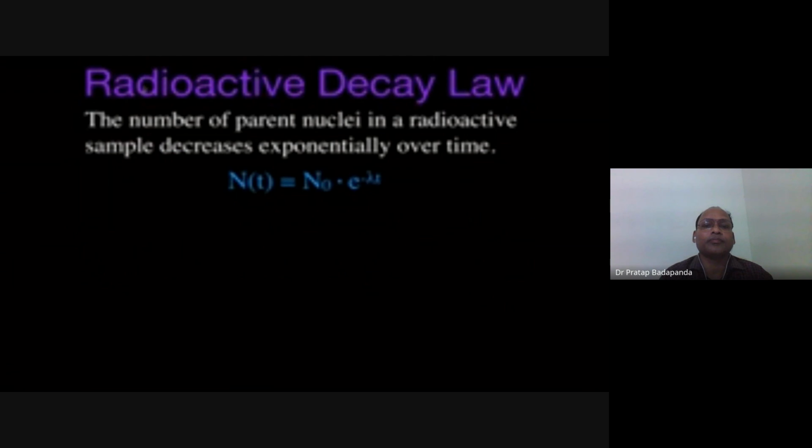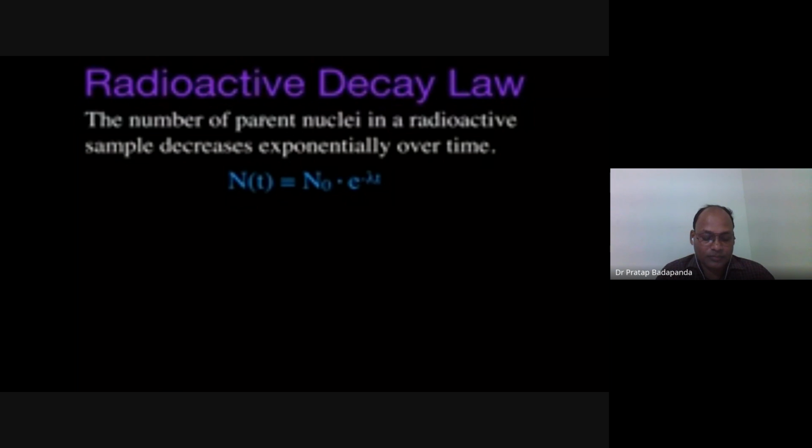Radioactive decay law. And of course, really in physics, the laws are best explained by the equation, and this is the equation which we'll talk about in just a moment. But really, what radioactive decay law says, or what radioactive decay is, is that the number of parent nuclei in a radioactive sample decreases exponentially over time, and that's due to the half-life.